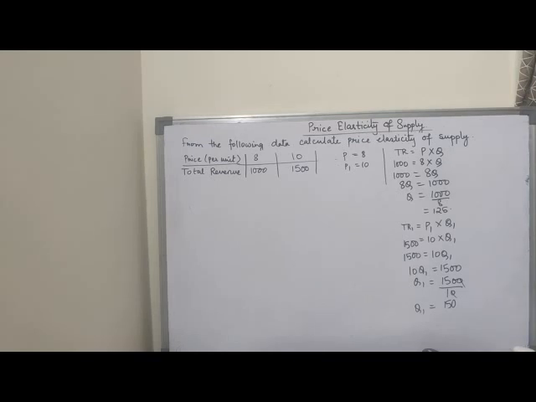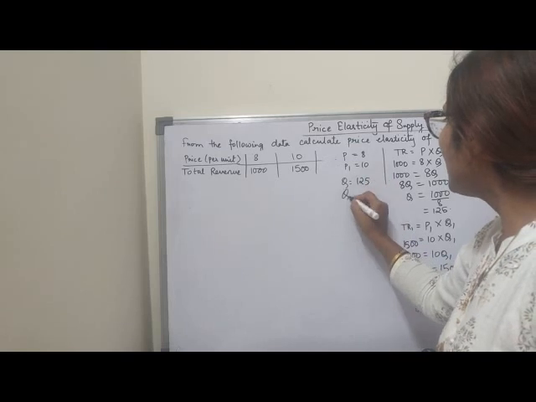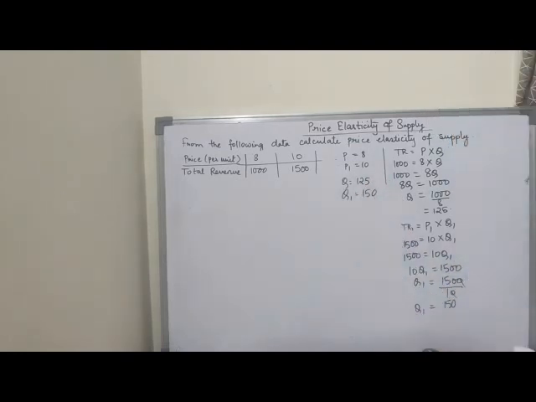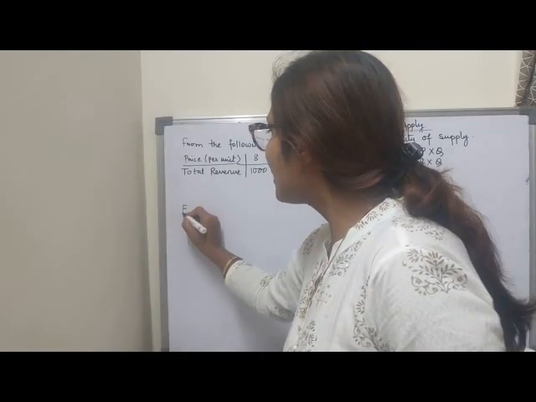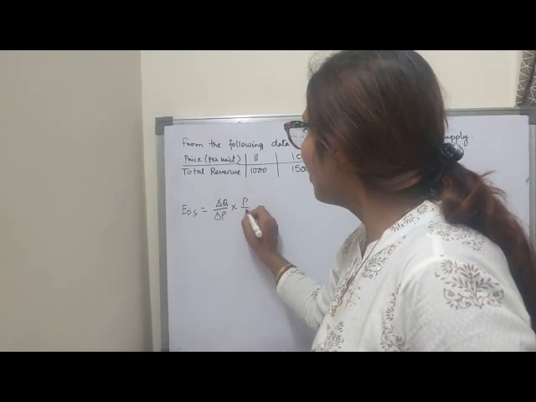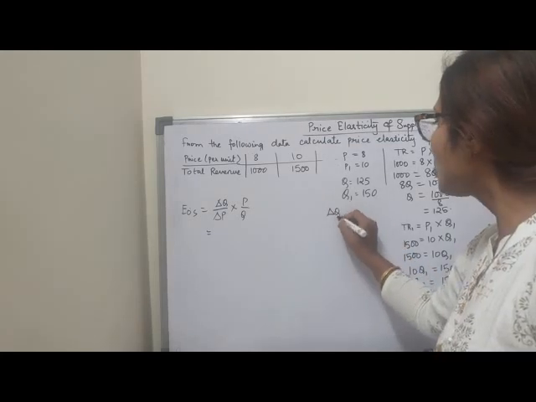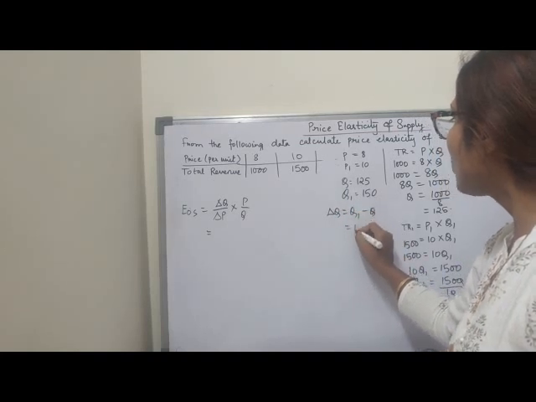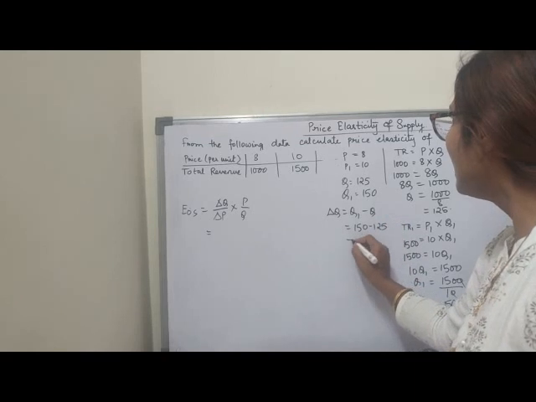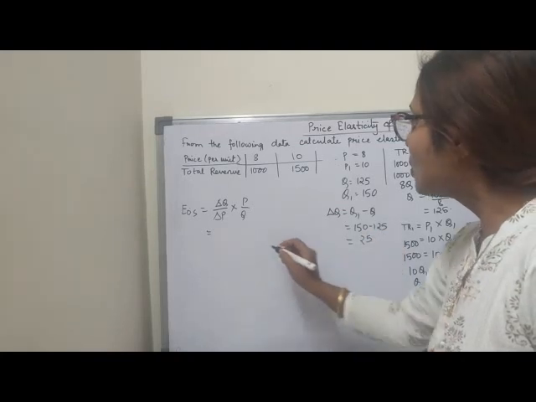Clear, children? Now you see we have found out the quantity. Q is 125 and Q1 is 150. Now we will put in the formula and find out the price elasticity of supply. Formula is change in Q by change in P into P by Q. So change in Q is equal to Q1 minus Q, that is 150 minus 125. Now 150 minus 125 how much? It's 25. So put 25 here.